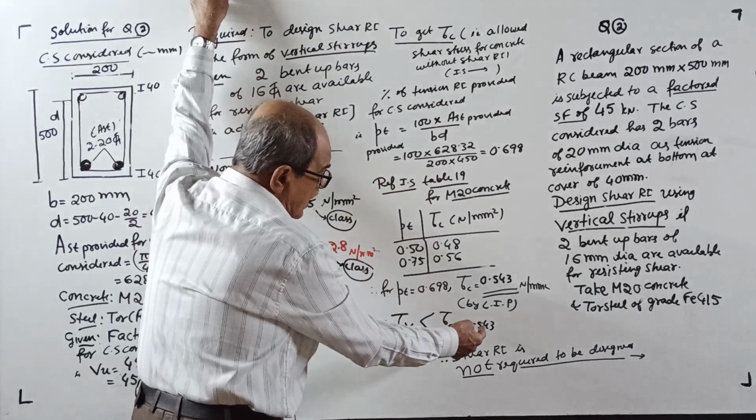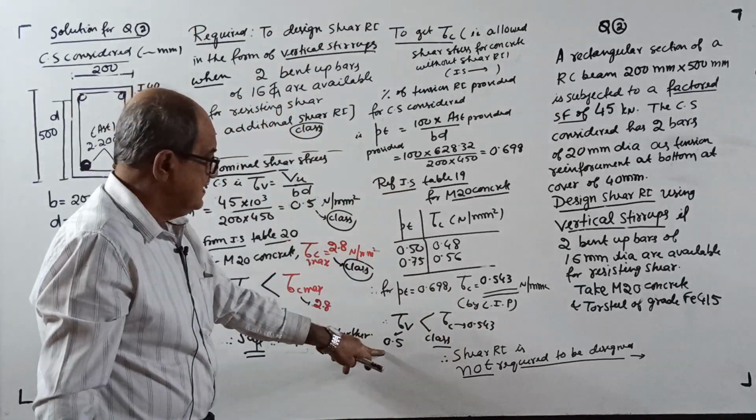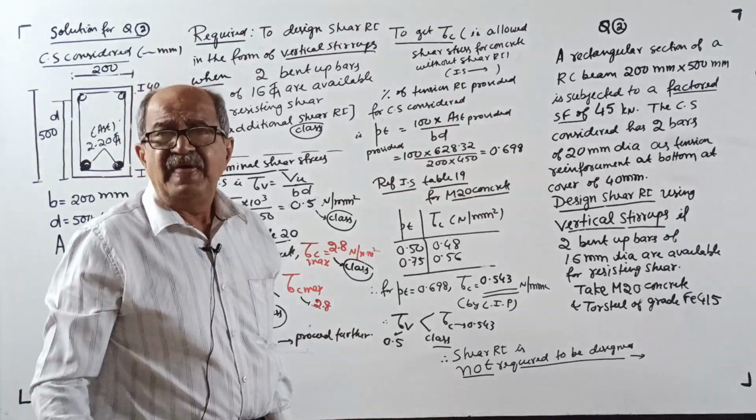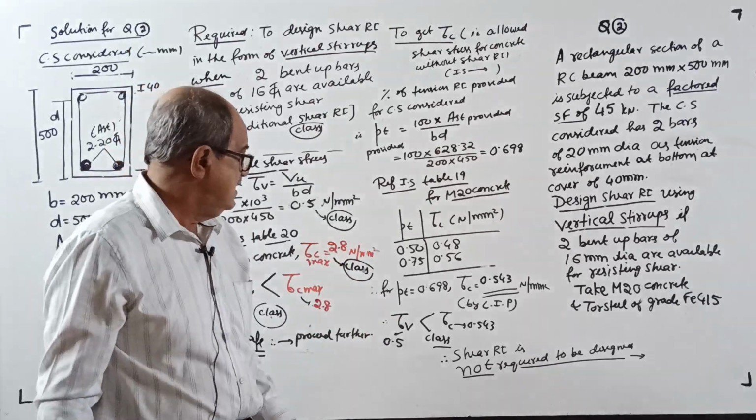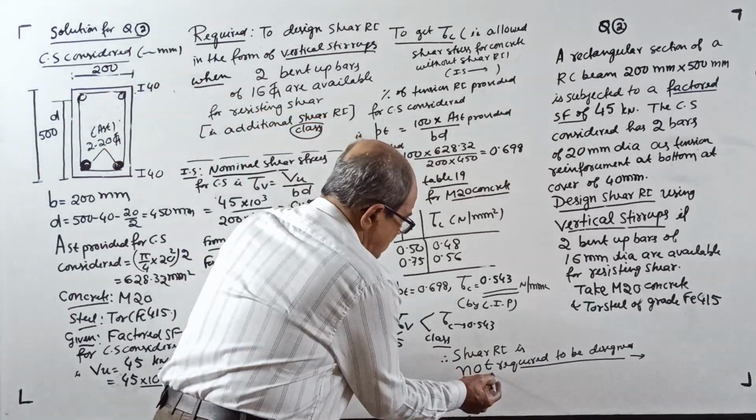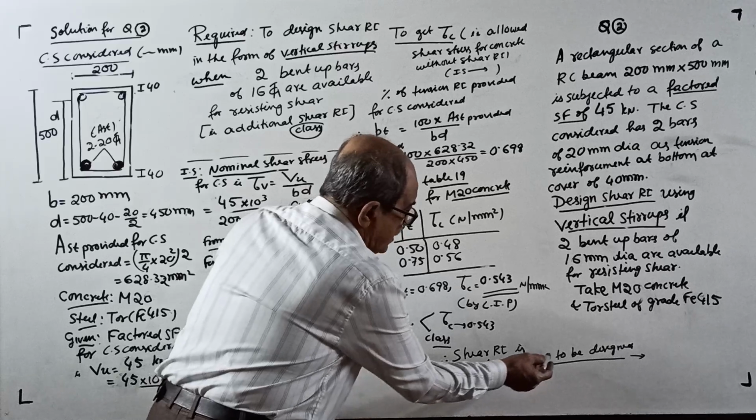Compare, tau V, the actual shear stress, is 0.5. Concrete alone can take 0.543. Means the stress is within that value which concrete alone can resist. So no help required. So shear reinforcement is not required to be designed.